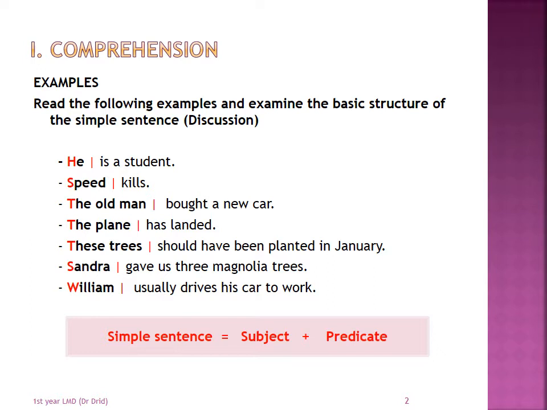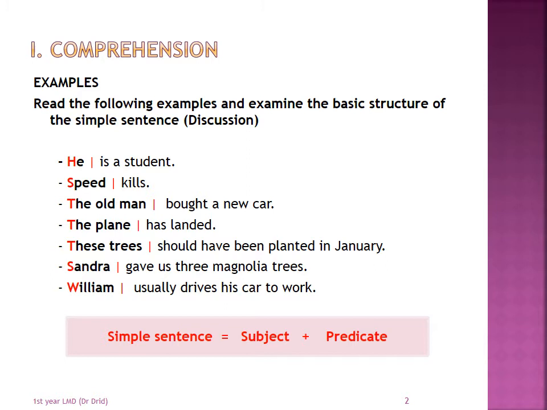So the full stop, the question mark, and the exclamation point are called the end marks. They are found at the end of a sentence. We should say that a simple sentence or any sentence does not end in a comma. This is a mistake in writing.